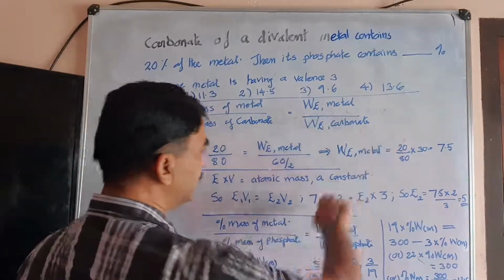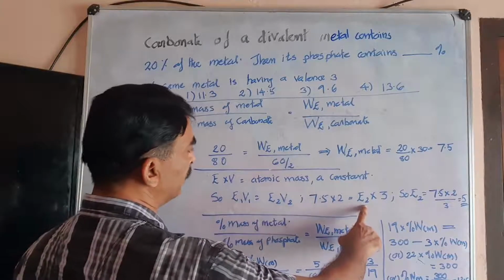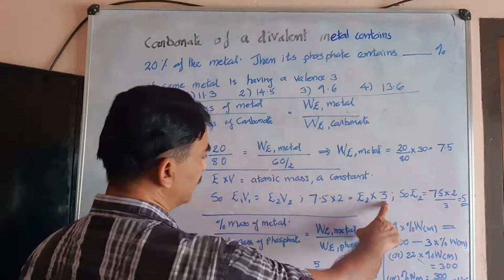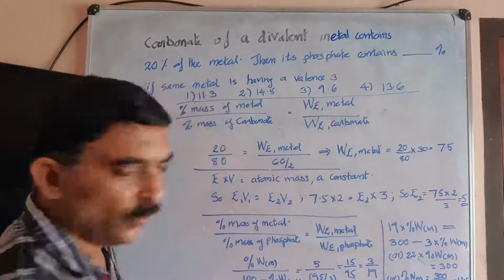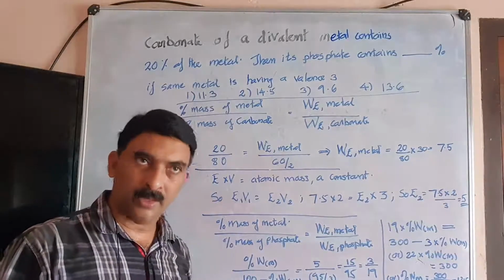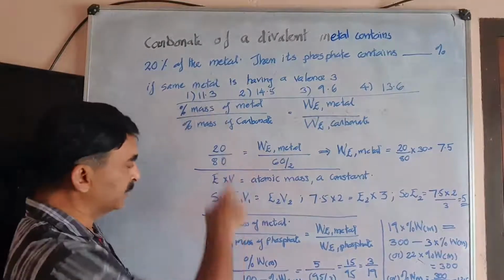Substitute. First case, equivalent mass 7.5 when the valence is 2. Second case, equivalent mass we don't know when the valence is 3. Then E2 is 7.5 into 2/3, which is equal to 5. So the equivalent mass of the metal in phosphate is 5. Now we again use the similar equation.